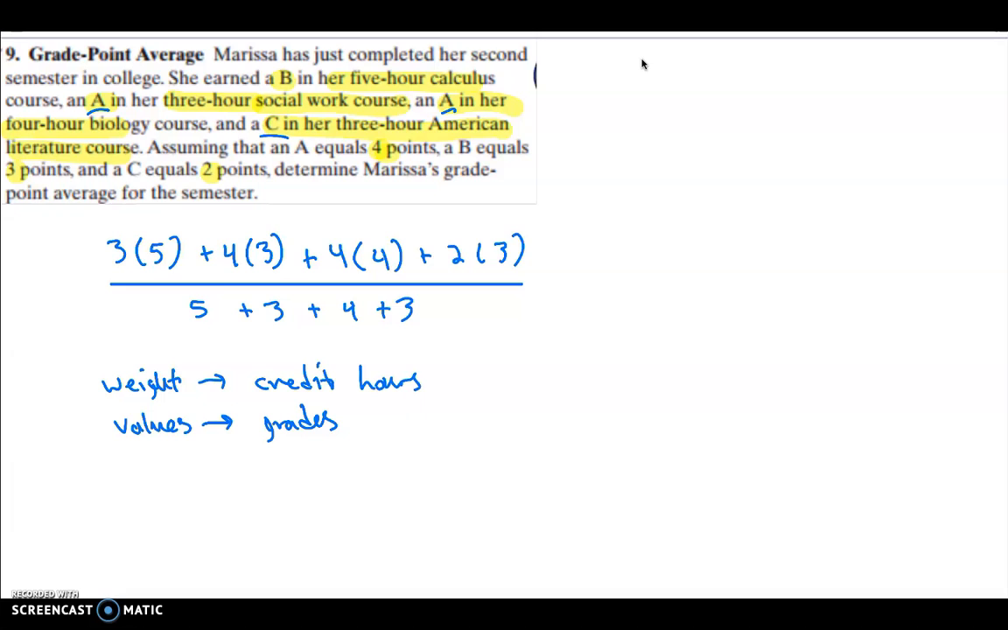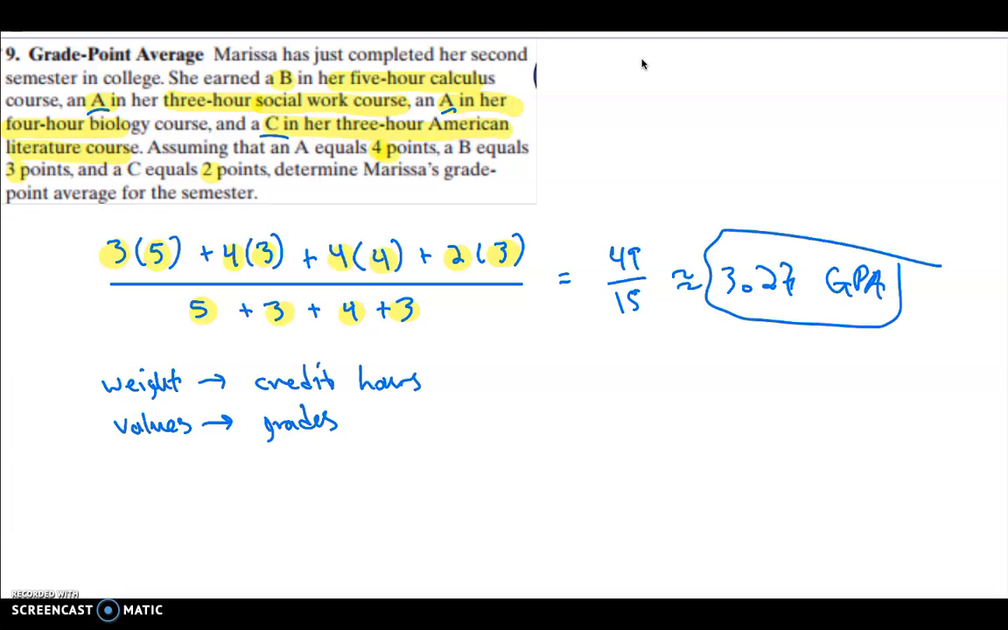So we took a B times 5 credits, an A times 3 credits, an A times 4 credits, and a C times 3 credits, and divided it by 5 plus 3 plus 4 plus 3 credits. When we add all of this up and do the division, we get 49 out of 15, which is approximately a 3.27 GPA. Okay, so that's the idea of a weighted mean. We're not going to go very deep into these, but just know that it exists and how to do some simple calculations on those.